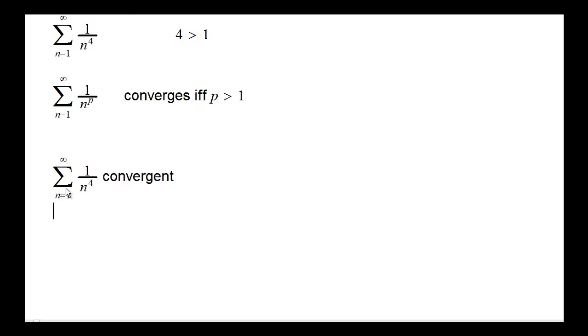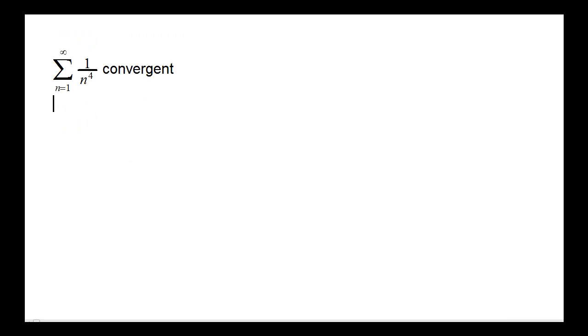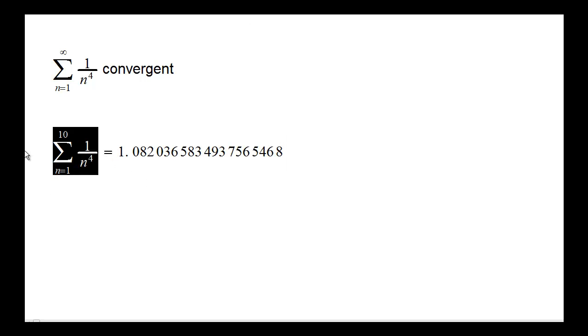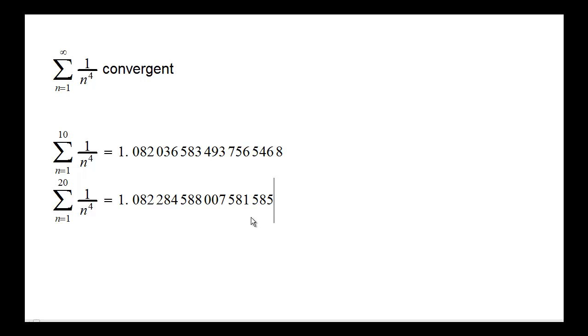What happens here is that we have to determine whether the series is converging slowly or not. That's what we want to know. If we added 10 terms, we'll get that. If we added, say, 20 terms, then what do we get? We get that it's still increasing slowly though.